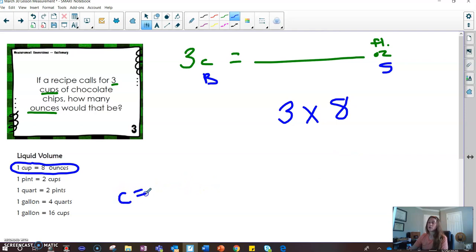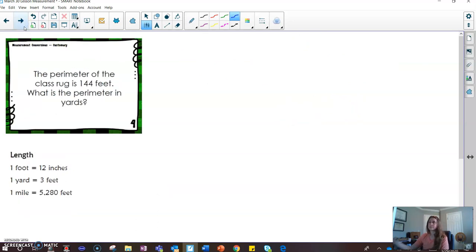So we know that children are 8 years old, cups have 8 fluid ounces. So either way you want to look at it, we're going to be doing 3 times 8. We know that 3 times 8 is 24. So how many ounces would that be? It would be 24 fluid ounces. Not too bad. Okay, let's go on to the next one.